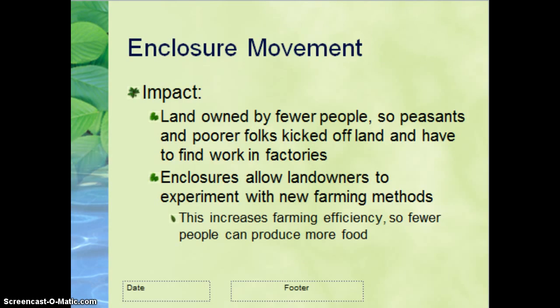Now, the impact of this is that land was owned by fewer people. So a lot of the peasants who had originally worked the land were now kicked off and had to go and find work other places. Now, as the agricultural revolution leads into the industrial revolution, we're going to be talking about how these people end up working in factories. But another good thing that came out of the enclosure movement is that because the landowners now have a bigger chunk of land to work with, they start using new farming methods and trying to develop new techniques, which increases farming efficiency. Fewer people can produce more food, you're getting more variety of food, all of those things.